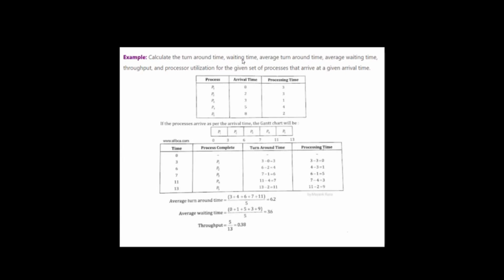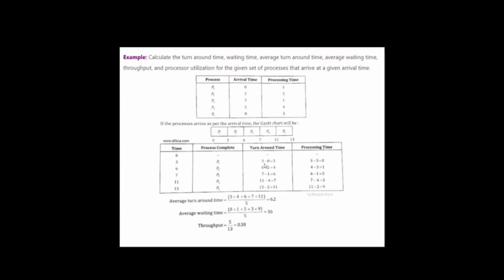For the calculation of the turnaround times and the waiting times, we put a table. To calculate turnaround time, we have a formula: completion time minus arrival time. Here we have completion time for process P1 as 3, for P2 as 6, for P3 as 7, for P4 as 11, and for P5 as 13. So we will subtract the arrival times, that is 0, 2, 3, 5, and 8, from the completion times of the respective processes.